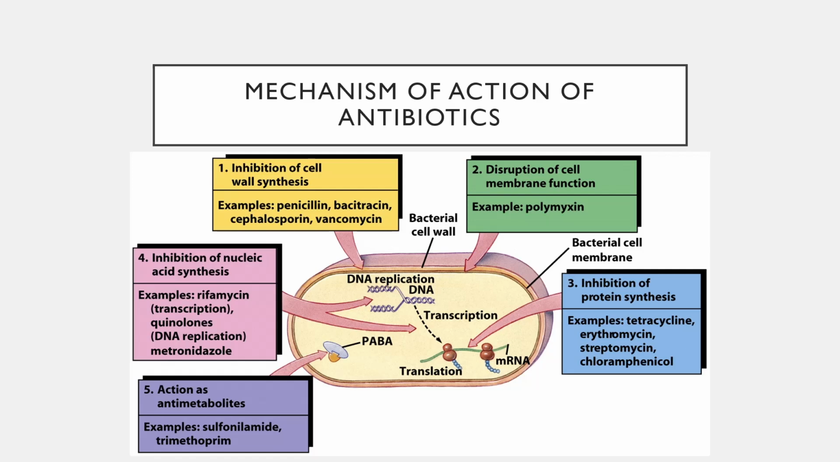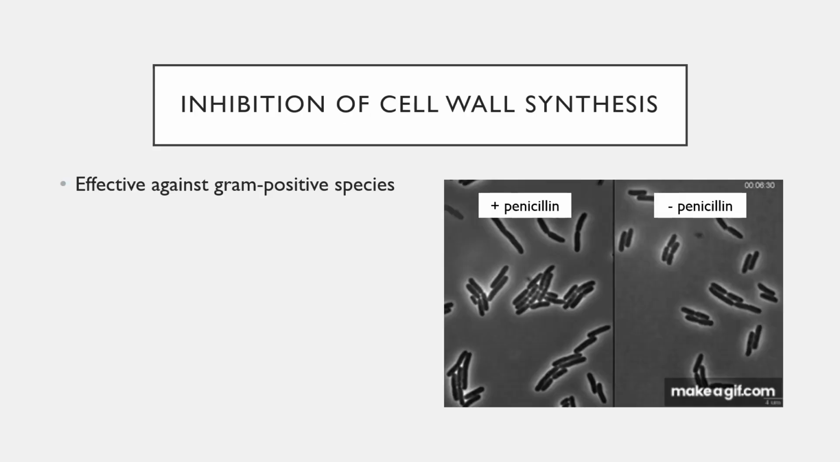There are 5 common mechanisms by which antibiotics work to destroy bacterial cells. Those are inhibition of cell wall synthesis, disruption of cell membrane function, inhibition of protein synthesis, inhibition of nucleic acid synthesis, and action as antimetabolites, or in other words, inhibition of unique bacterial enzymes. We are going to walk through each of these briefly and take a look at some antibiotics examples that fall into each category of mechanism of action. So we'll start by taking a look at antibiotics that work through inhibition of cell wall synthesis.